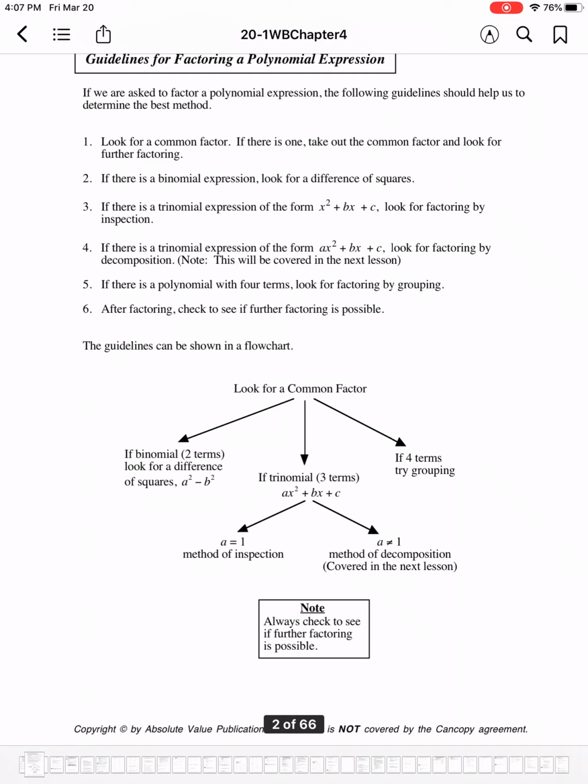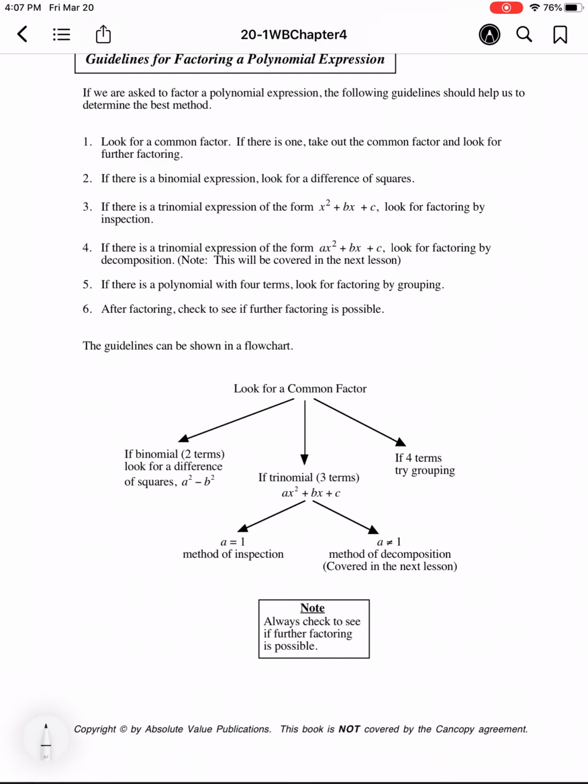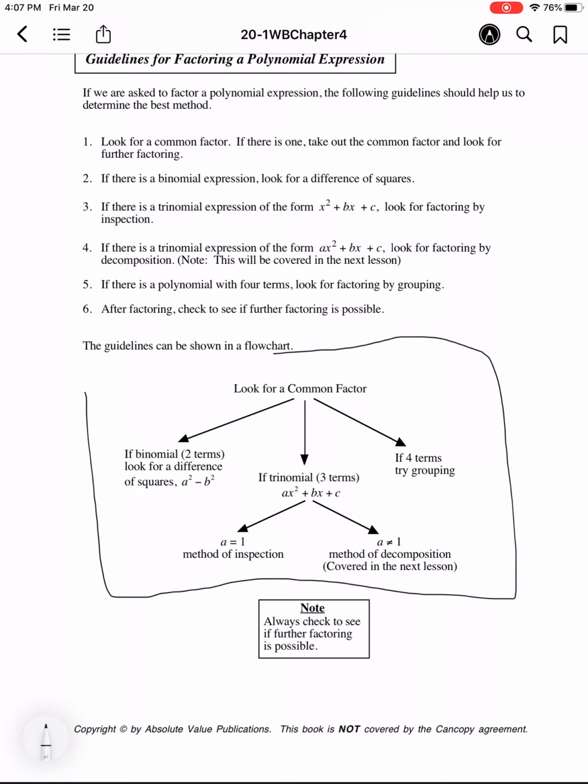Alrighty, so this is something I showed you guys last year. We wrote out a little chart, and this is basically what we did, except it's a little bit worse. The first thing you do is look for a common factor, or greatest common factor, as we called it. Then you say if it's got 2 terms, 3 terms, or 4. If it's got 2, we look for difference of squares. If there isn't a difference of squares, there's nothing we can do.